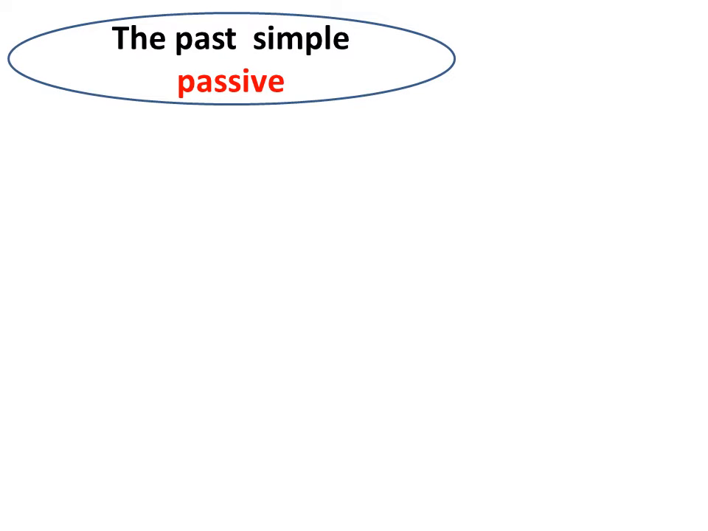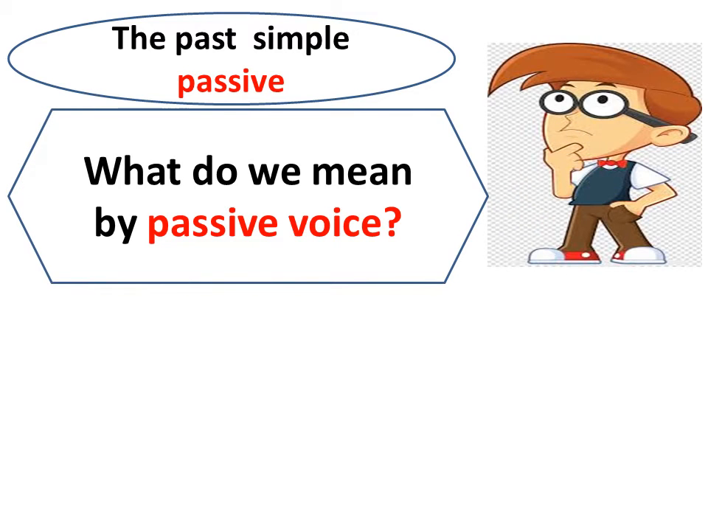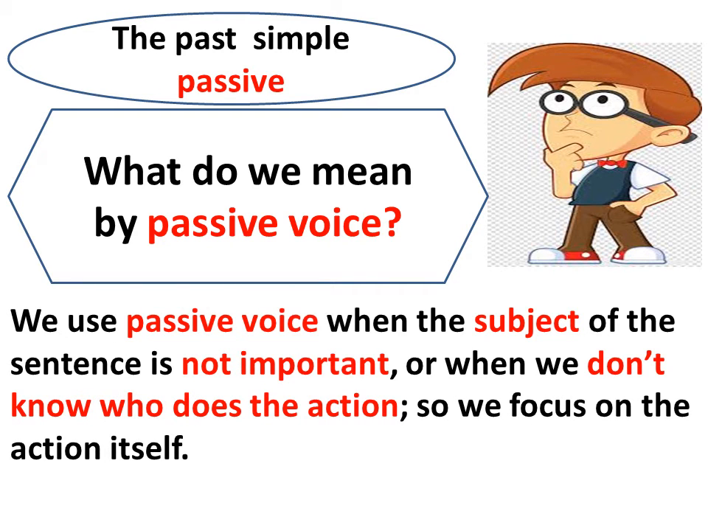The past simple passive. Again, I have to remind you and you have to remind me. What do we mean by passive voice? Yes, very good. We use passive voice when the subject of the sentence is not important or when we don't know who does the action. So we focus only on the action itself. What is important is what happened, okay?